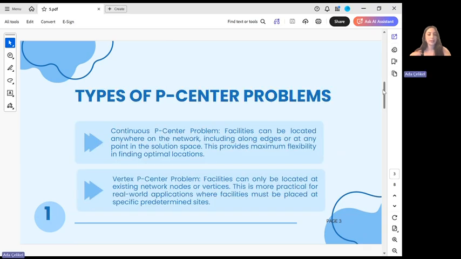Now, unlike covering problems which try to minimize the number of facilities, the P-center model focuses more on fairness and equal service quality.